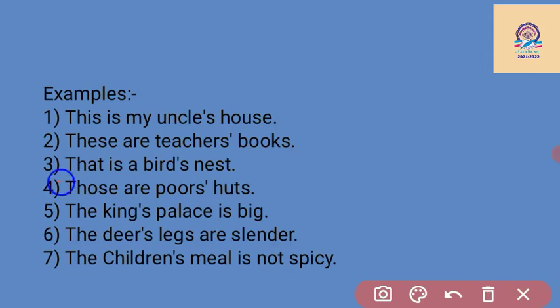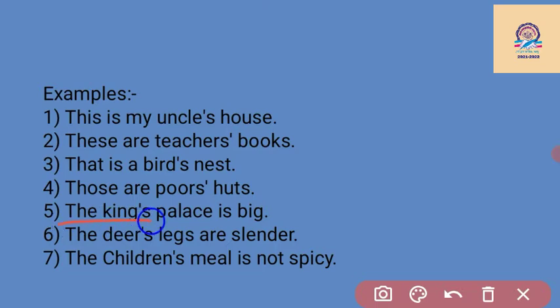Third example, that is a bird's nest. Bird is singular here, so we have to put the apostrophe first, then s. So apostrophe s is required here. The nest shows the relationship with the bird. Those are the poor's huts. We are talking about poor people, plural. Poors ends with s, so we simply add the apostrophe after the plural noun.